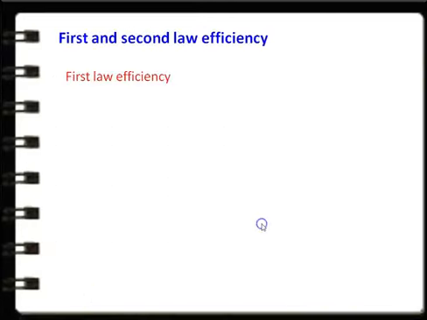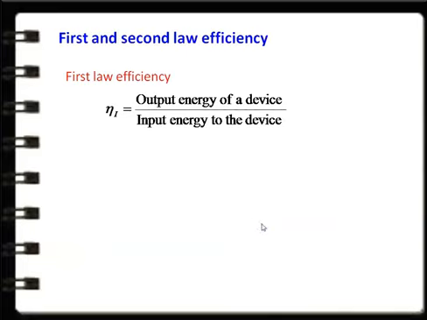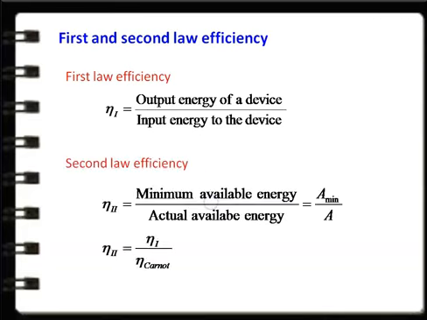And the first and second law efficiency. First law efficiency we already defined. In the heat engine we defined efficiency equal to work output divided by the heat supplied. So the work output energy of a device divided by the input energy of the device. The second law efficiency is minimum available energy divided by the actual available energy, so A minimum by A, or otherwise we can calculate the second law efficiency as the ratio of first law efficiency divided by the Carnot efficiency or theoretical efficiency. So first law efficiency is very simple: work output divided by the heat supply. Second law efficiency equal to the first law efficiency divided by the Carnot efficiency.